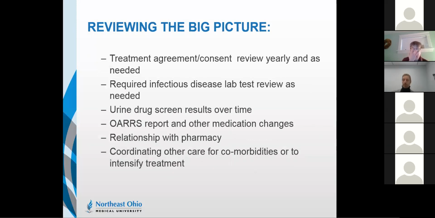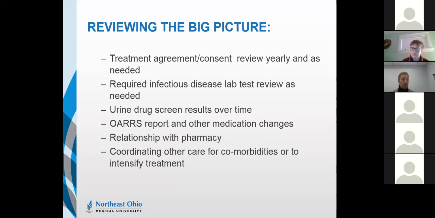In the big picture, what we find is that we're going to be consenting people yearly to review what they're supposed to be doing and what kind of progress they've made. We're required to get some infectious disease screening when people do their intake, and we might want to review that depending on how the results are to ensure that people are getting the care that they need. And our urine drug screens and ORS reports will give us a look at if there are trends there that we need to attend to over time.